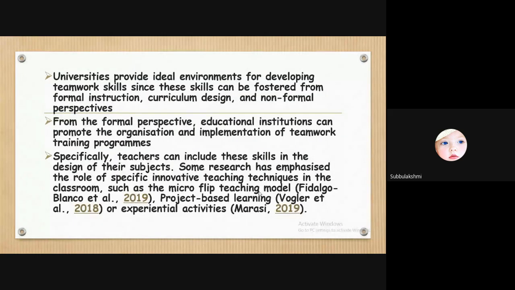Universities provide an ideal environment for them to develop. Team building is not a skill that needs to be taught and learned in the formal sense. It is something that needs to be learned from their own experiences. As teachers, we are only facilitators. Our role is to create a learning environment and make them understand. This is where the institution's role lies.